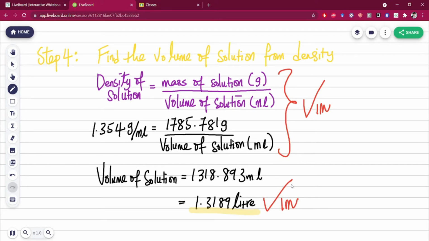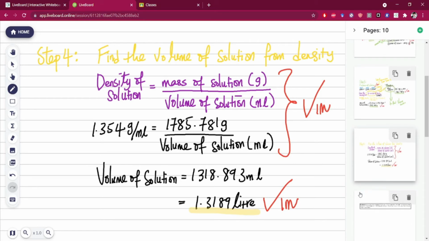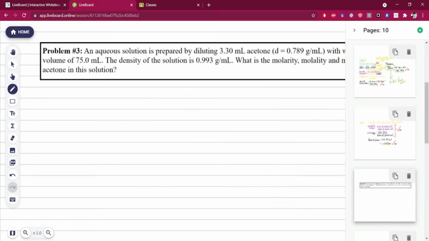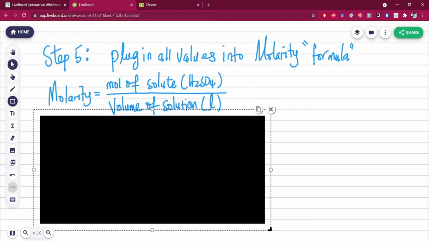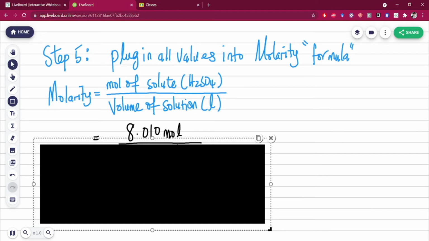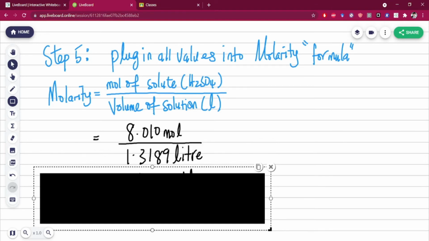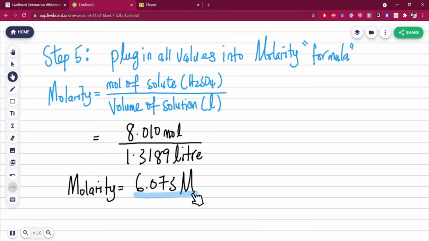Okay, so next what we need to do is we're going to go for step number 5. Plug in all the values into the molarity formula. So the formula is this. And then we have the number of mole of solute, the one that we have assumed just now. And we're going to put in the volume of solution. And finally, you've got the molarity. And do not forget to write the correct units, which is big M over here. Or alternatively, you can write like this.